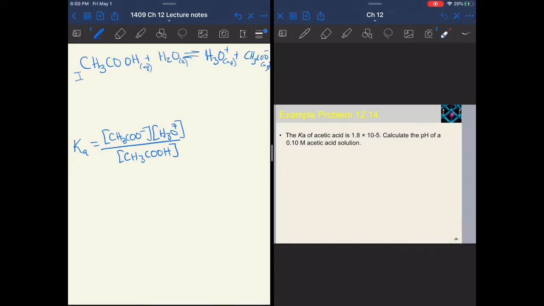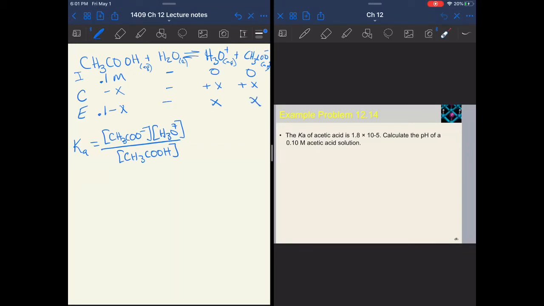Initially, we are told that we have a 0.1 molar solution. Our H2O liquid is going to be constant. That's not going to be part of it. And we're not going to have any hydronium or any acetate right at the beginning. The change is based on the stoichiometry. We're going to lose some amount of acetic acid. And because it's all 1 to 1, we're going to make that same amount of the H3O plus and the CH3COO minus. So our equilibrium concentrations will be 0.1 minus X, X, and X.